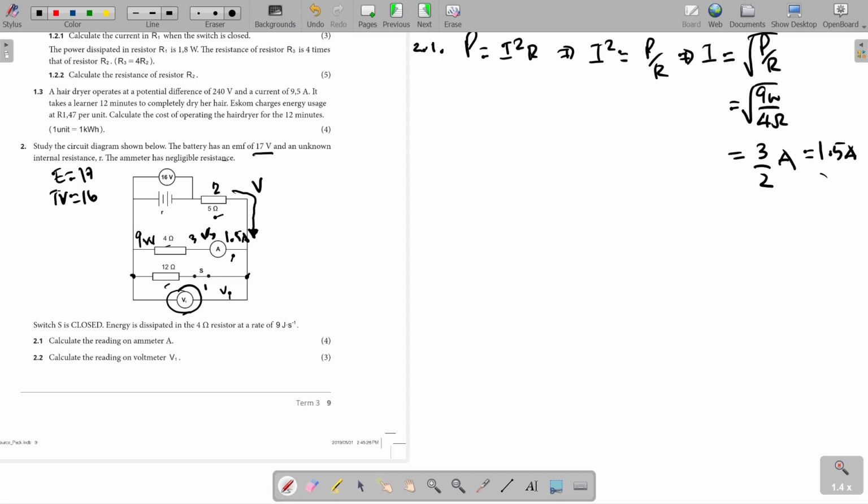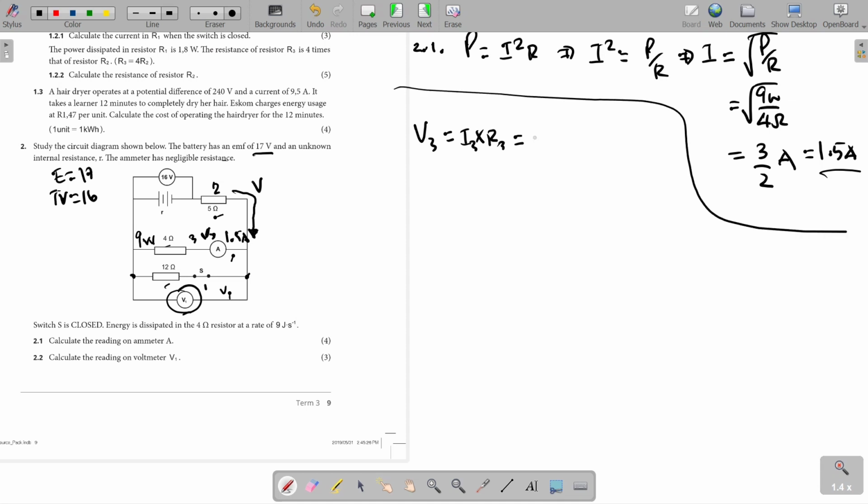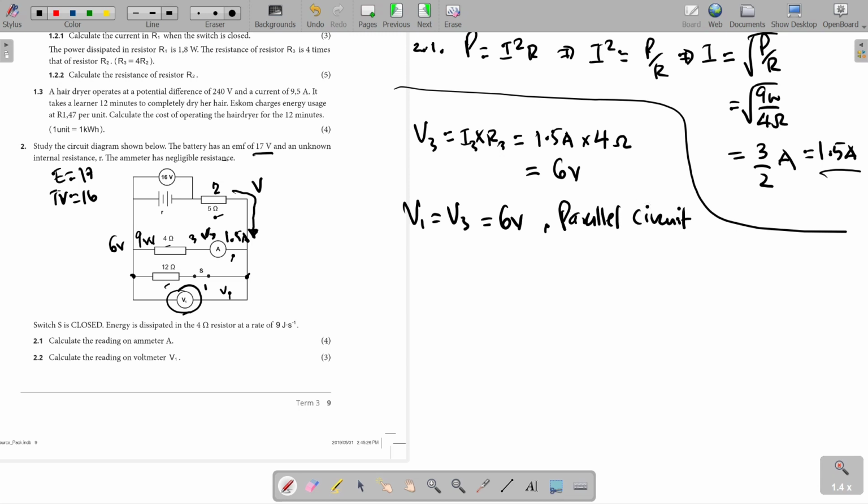Now, how do we find that? We know the current across the 4 ohm resistor, and we know the resistance. So V3 will be equal to current 3 times resistance 3. Substituting, the current is 1.5 amperes multiplied by the resistance of 4 ohms, which gives us 6 volts. So across this branch is 6 volts. That means V1 is equal to V3, which is equal to 6 volts. Why? Because they are in a parallel network. So that's the value of the voltage.